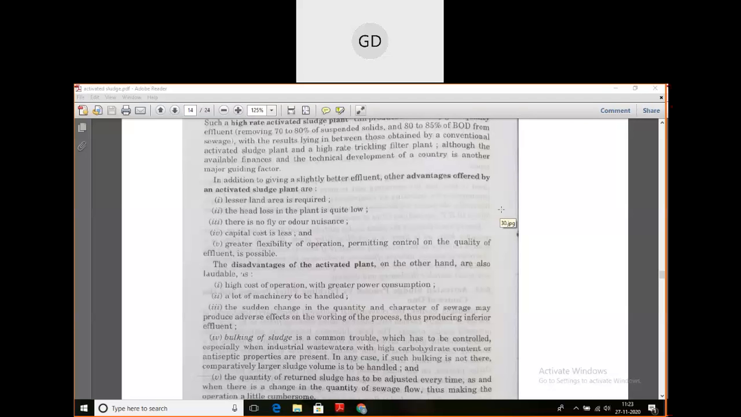Control on the quality of the effluent is possible. So there is flexibility in its operation, and control on the quality of the effluent is also possible. What are the disadvantages of the activated sludge plant? It has a high cost of operation, with greater power consumption. A lot of machinery is needed to be handled, and also a sudden change in the quantity and character of sewage may produce adverse effects on the working of the process, thus producing inferior effluent.